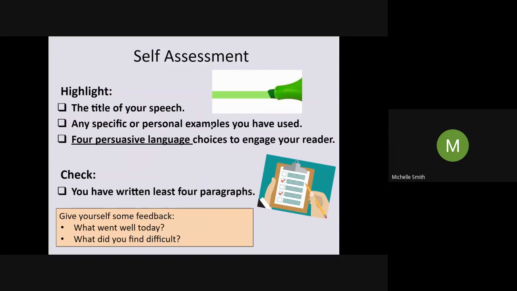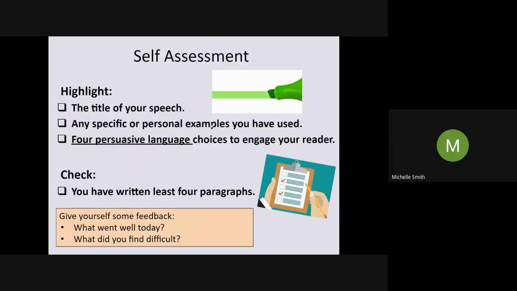Can you just highlight? Can you also find where you've made any specific or personal examples in there and highlight them? You could do this with the highlighting tool on Google Docs, or if you're working on paper, obviously just get yourself a highlighter pen. And finally, can you highlight 4 persuasive language devices you have used to engage the reader?